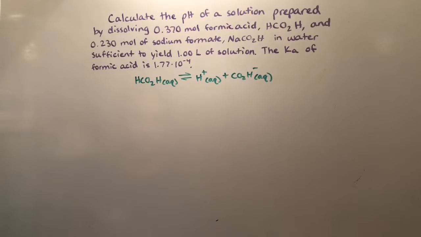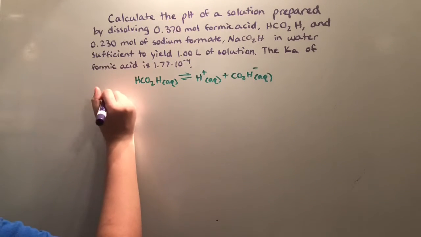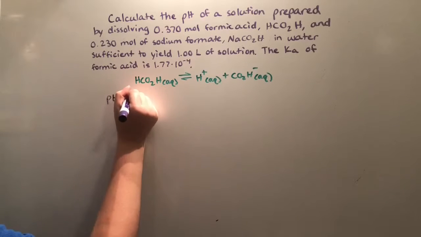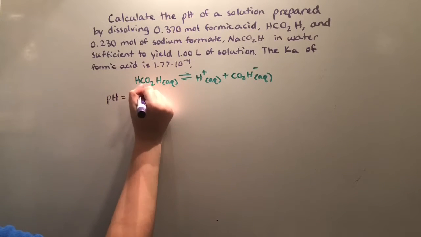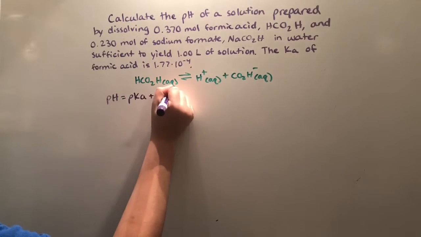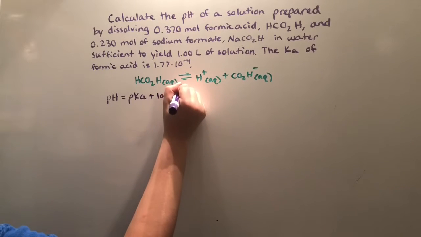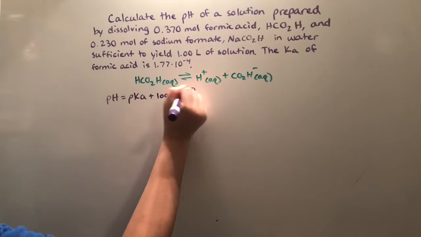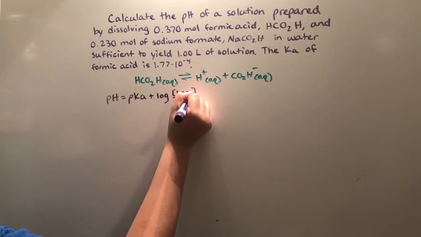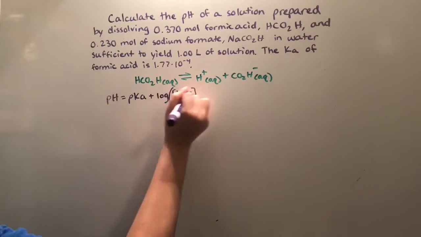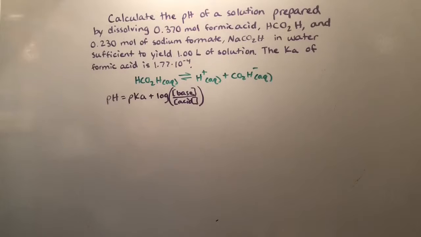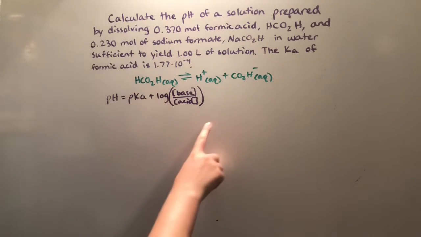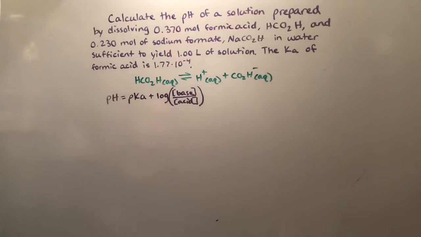So to do this problem, we're going to need to use the Henderson-Hasselbalch equation. pH equals pKa plus the log of the base over the acid. So to find pH, we're going to need to find pKa and the concentration of the base and the acid in molarity. So let's find pKa first.